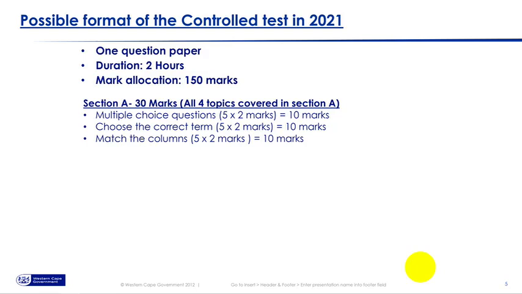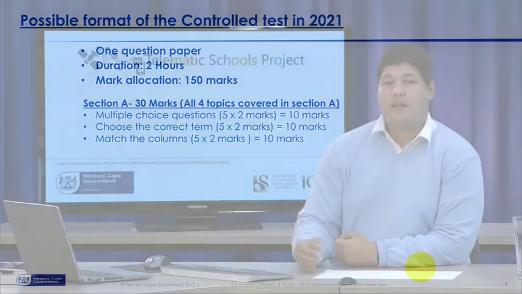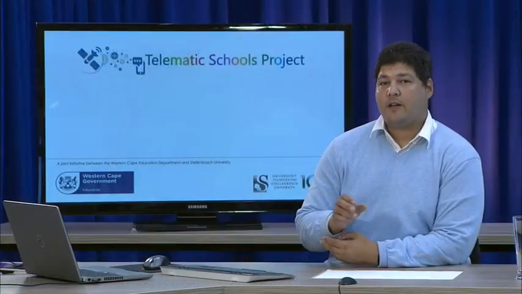So choosing the correct term for the statement will be worth 10 marks. And then finally, matching the columns, 5 times 2 marks again. So for each of these different types of questions within Section A, the multiple choice, the choosing the correct term, and match the columns, each of those are worth 10 marks. But what's important here, grade 10s, is to know that all the topics are going to be tested.